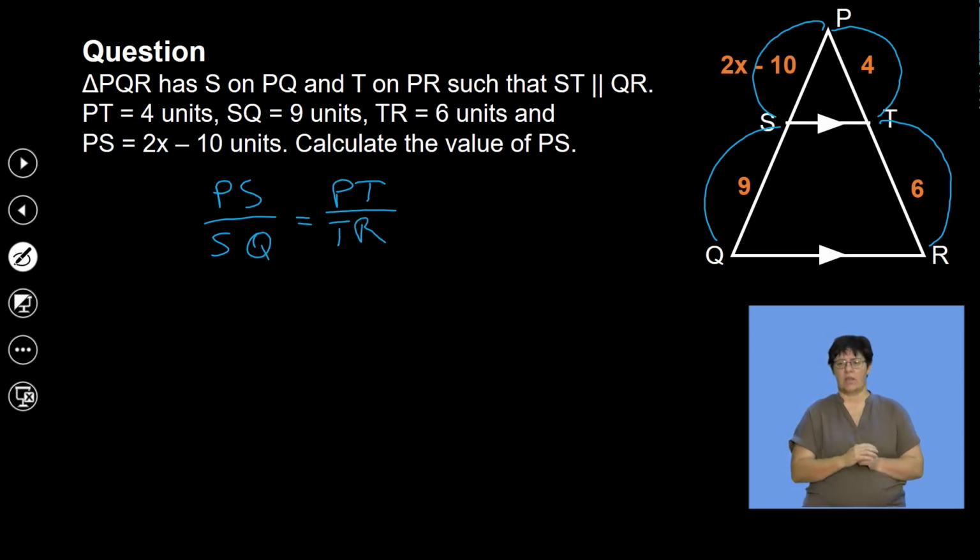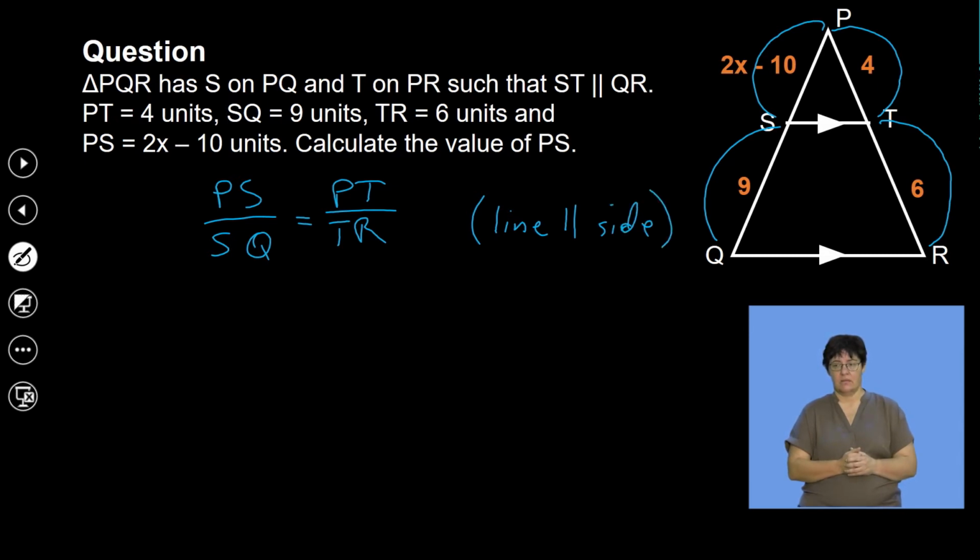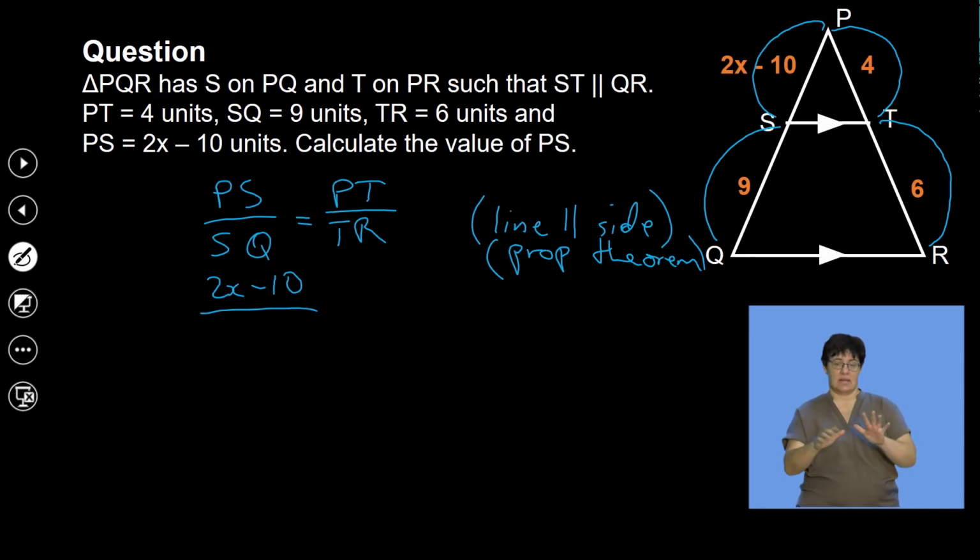And what is my reason for this? It's because a line parallel to the other side of a triangle. Or you can simply say prop theorem, proportionality theorem. You can just easily say that and that is fine. And then let's substitute and solve for PS, right? So what do I know? I know PS was given to me as 2x minus 10 over my SQ, which was 9, equal to my PT, which was 4, over my TR, which was 6.